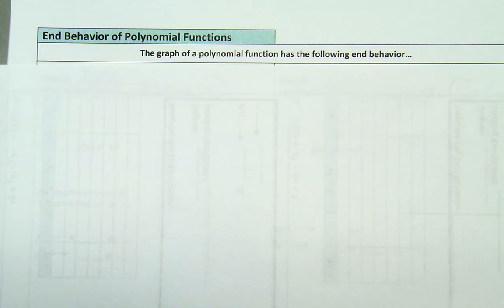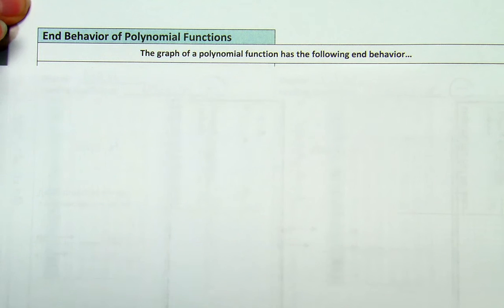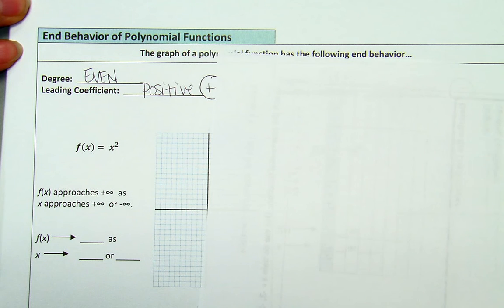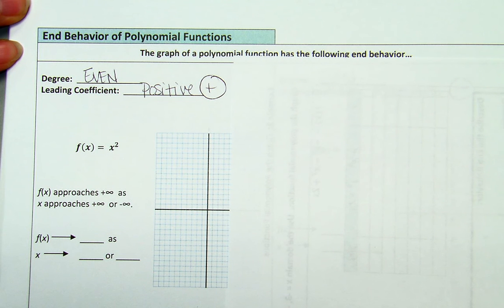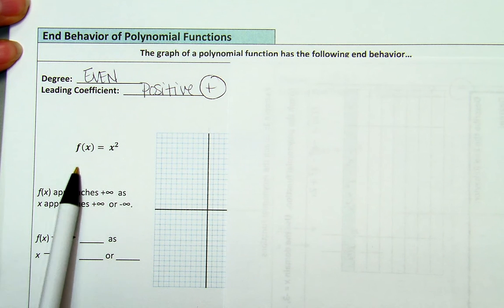So now we're going to talk about end behavior of polynomial functions, and there are actually 4 different scenarios that we're going to cover today. To start us off, we're going to look at the first 2 scenarios together, and that's if we have a degree that is even and a leading coefficient that's positive, and I give you an example right below it that we're going to talk about in just a minute.